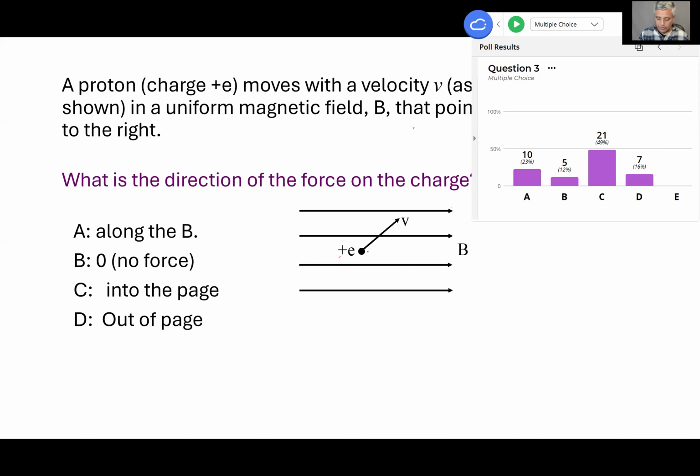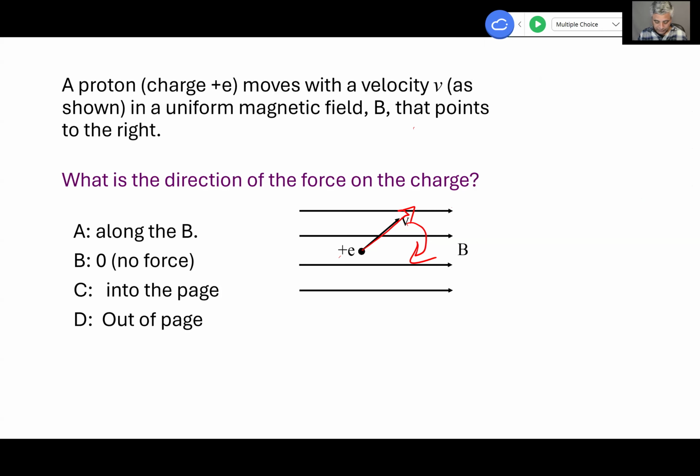So now if you start fingers this way and curl that way, what happens? My thumb is pointing to the screen, okay, like that. So that's why C is the correct answer. This is better than the previous one.